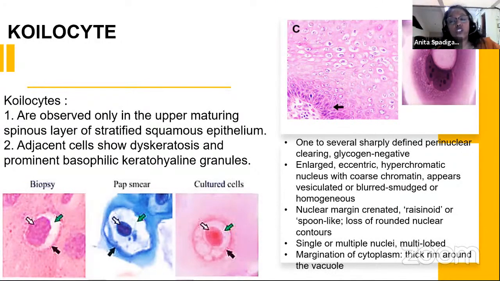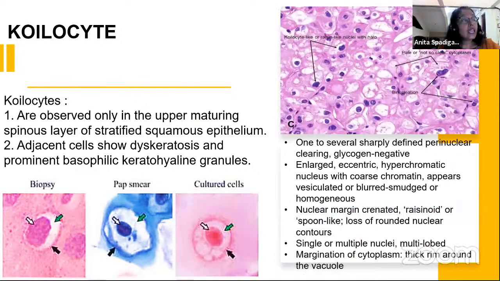So the normal rounded contours of the nucleus are lost. Sometimes the nucleus may appear multiple, and some investigators attribute this multiple appearance of the nuclei to actual multilobation. It may or may not be multinucleated as well. The cytoplasm is then pushed to the periphery and forms a rim around the vacuole. Now, koilocyte is a descriptive term. That means we're looking at a cell and describing its appearance, and that's what we do in anatomic pathology. But the importance of the koilocyte is that it can involve clinical pathology by prompting HPV DNA testing. If you see koilocytes within your slides, then you might want to think of testing for HPV, particularly the oncogenic forms of HPV.